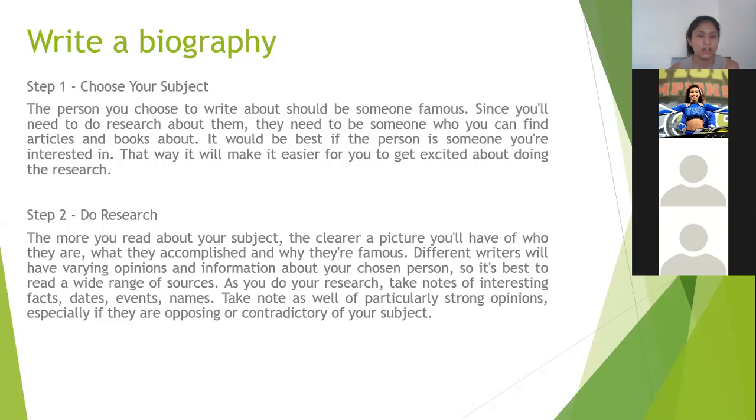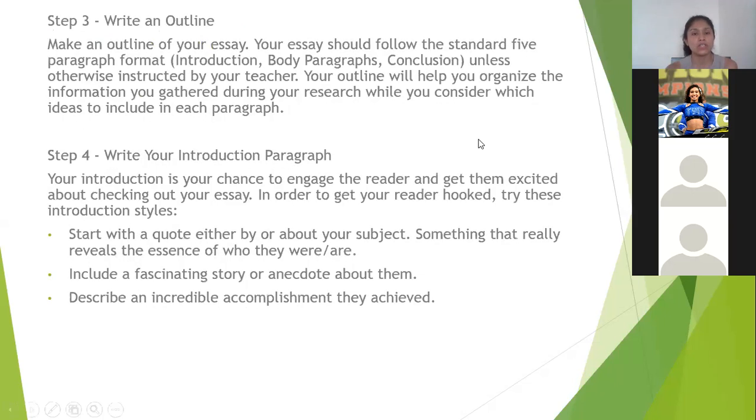As you read, take note as well of particularly strong opinions, especially if they are opposing or contradictory of your subject. So once you have chosen your character and researched about it, you now have to write an outline. So make an outline of your essay. Your essay should follow the standard 5-paragraph format, which is an introduction, body paragraphs, and conclusion.